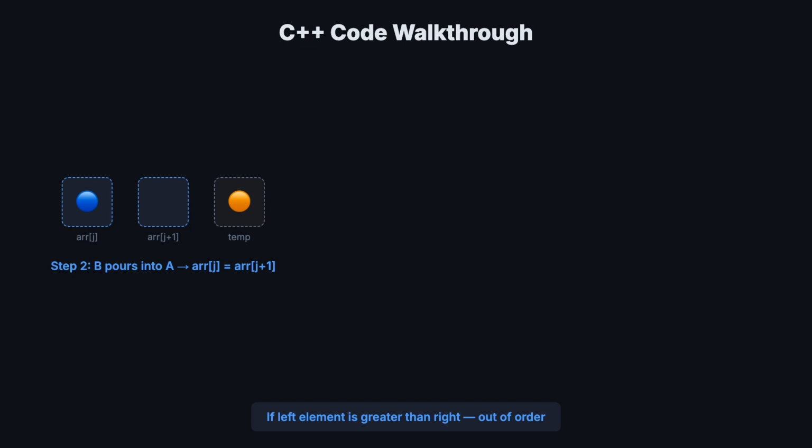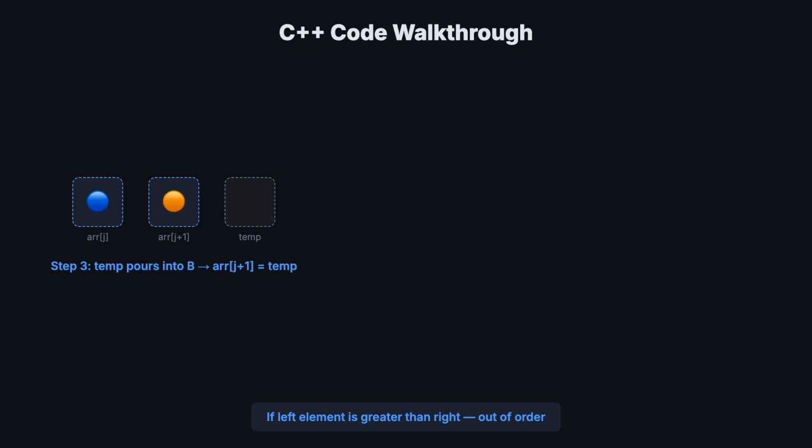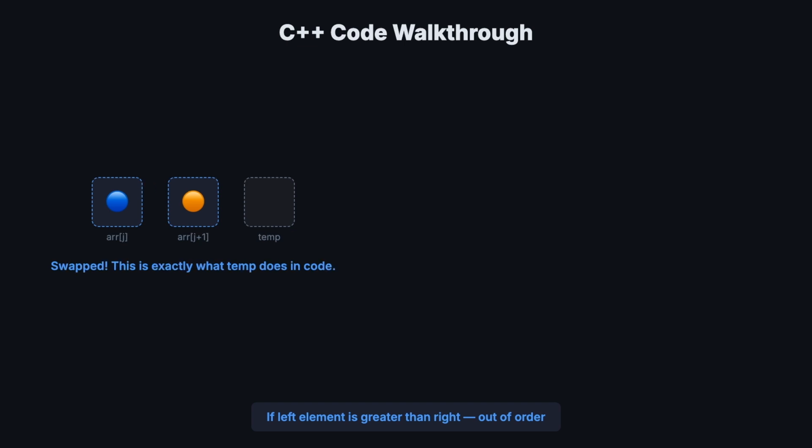B's cup is empty. Step 3. The temp cup pours the orange juice into B's empty cup. In code, array j plus 1 equals temp. The original value of array j lands in array j plus 1. The swap is complete. Nobody loses a drop. That's exactly what temp does. It's the extra cup that makes the whole exchange possible.